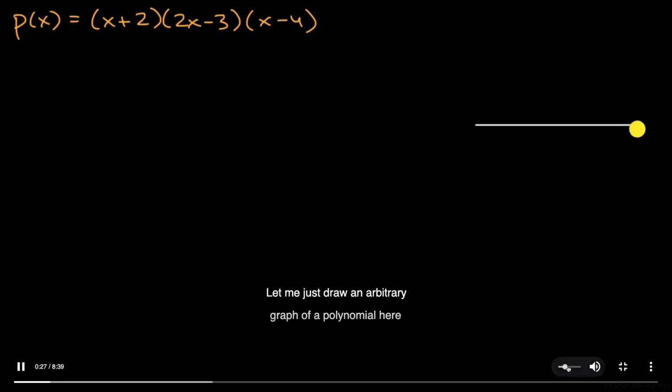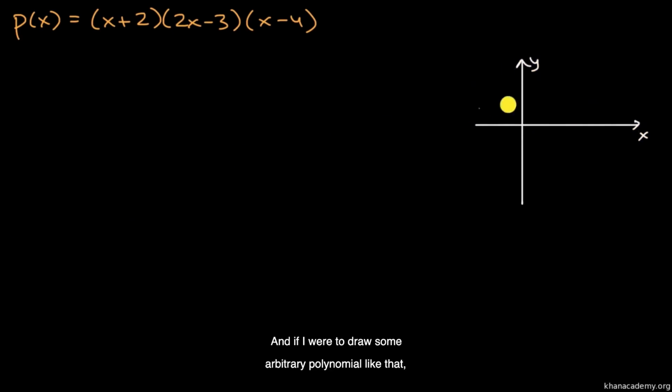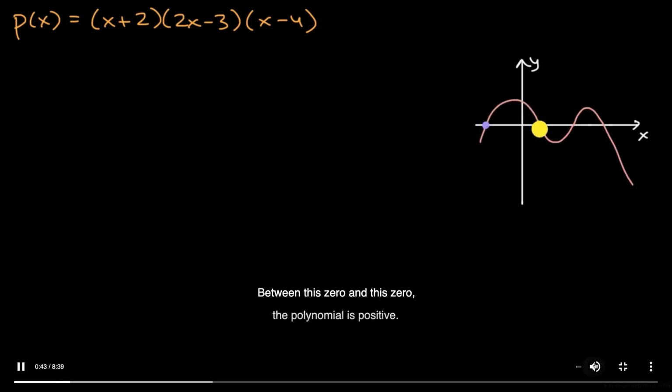Let me just draw an arbitrary graph of a polynomial here to make you appreciate why that is true. So x-axis, y-axis. And if I were to draw some arbitrary polynomial like that, you can see that between consecutive zeros, the sign is the same. Between this 0 and this 0, the polynomial is positive. Between this 0 and this 0, the polynomial is negative. And that's almost intuitively true because if the sign did not stay the same, that means you would have to cross the x-axis. So you would have a 0, but we're saying between consecutive zeros.